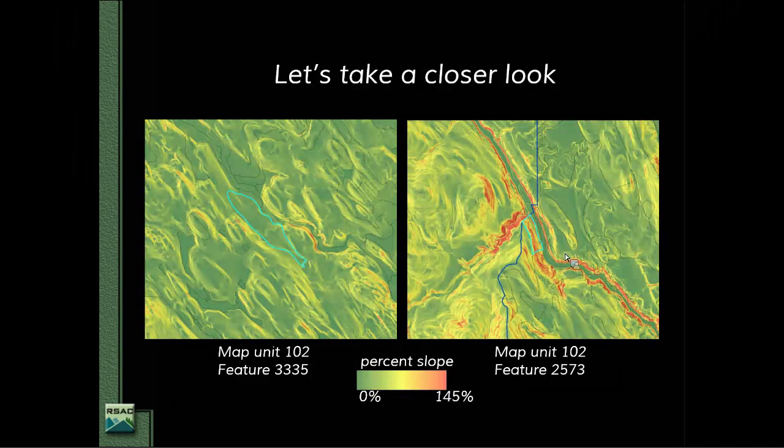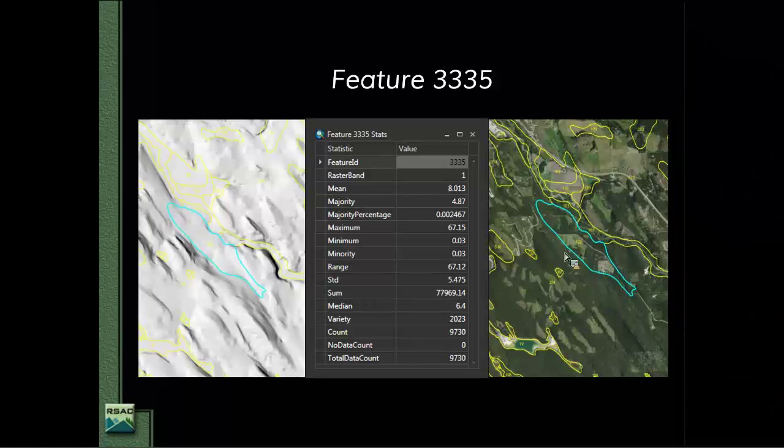So let's take a quick look. This is percent slope overlaid on top of a hillshade with a little bit of transparency. It gets a little texture. Map unit 102, feature 3335 on the left. This is the feature that had a map unit average of 8%. This is probably what we're looking for in terms of a modal concept, if you will, for that map unit. On the right, you'll see map unit 102, feature 2573. This is our worst case scenario, where you'll see that the map unit has very high slopes within it. So keep moving on.